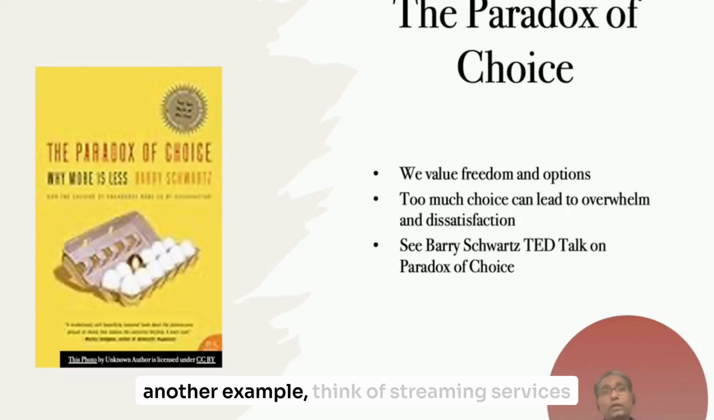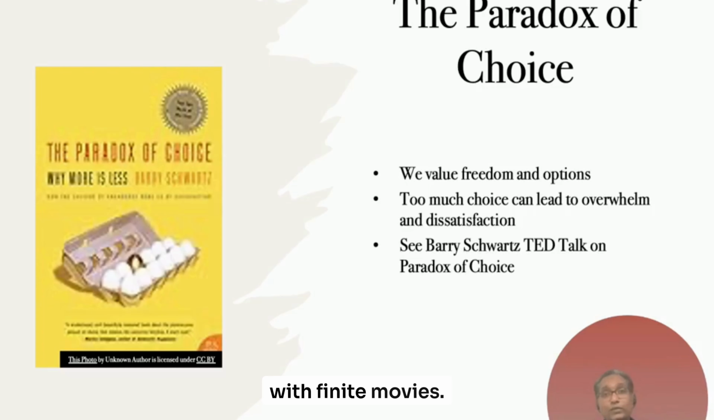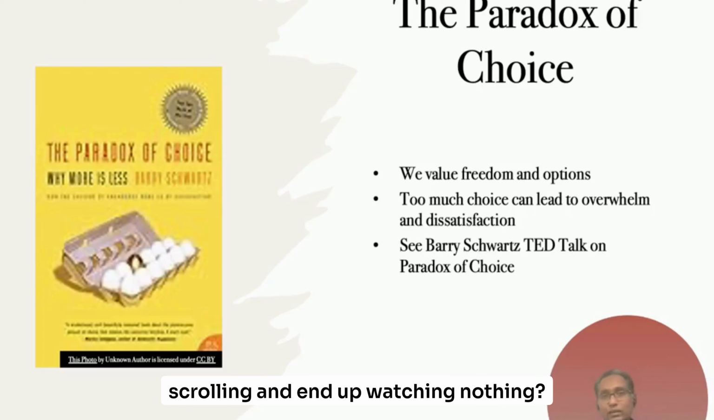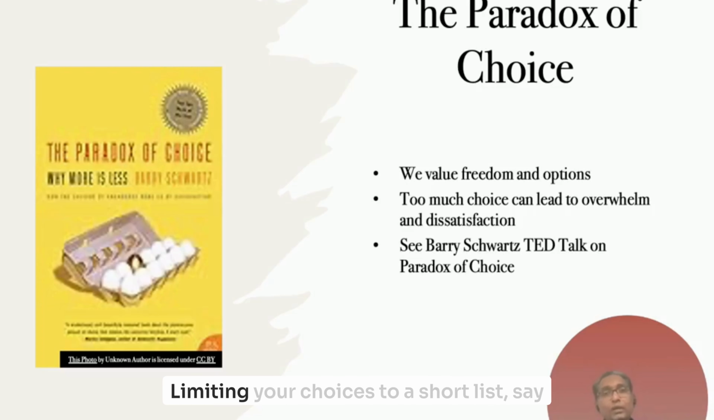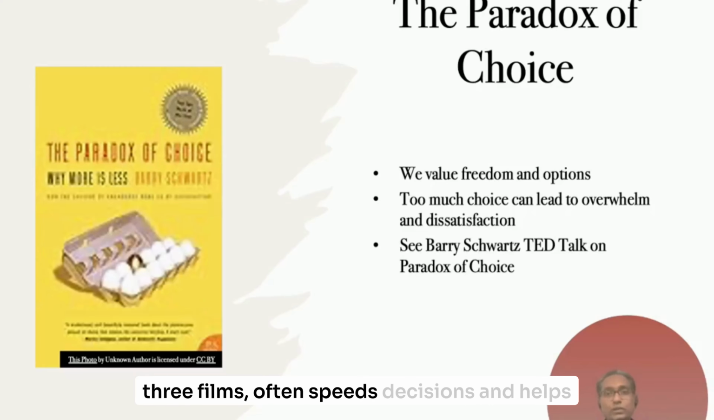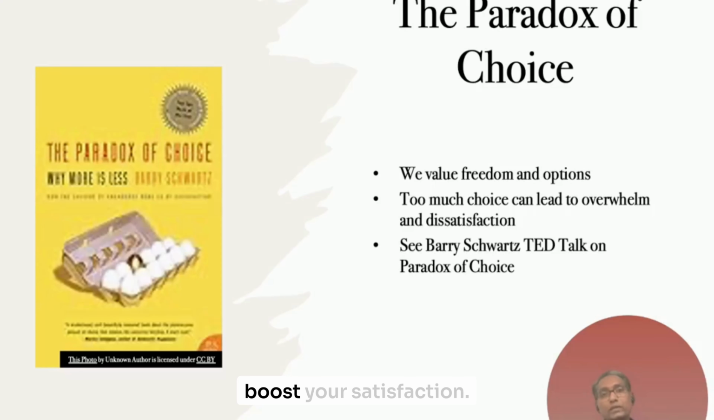So another example, think of streaming services with infinite movies. Did you ever spend like 20 minutes just scrolling and end up watching nothing? Well, that happens to me all the time. Limiting your choices to a short list, say 3 films, often speeds decisions. And often the speedier decisions will boost your satisfaction.